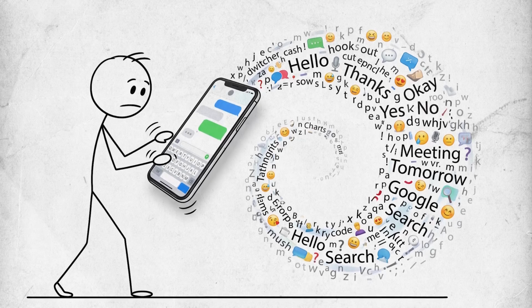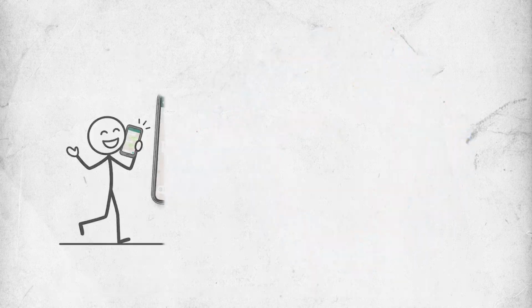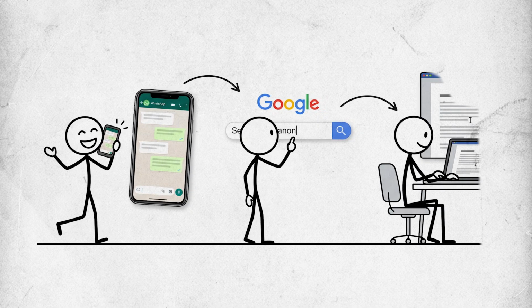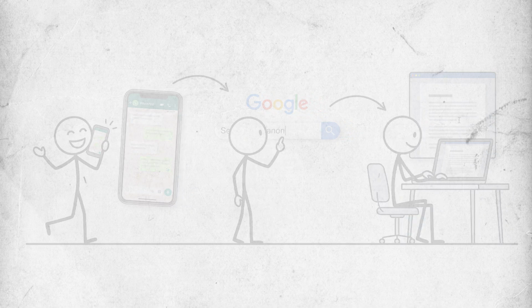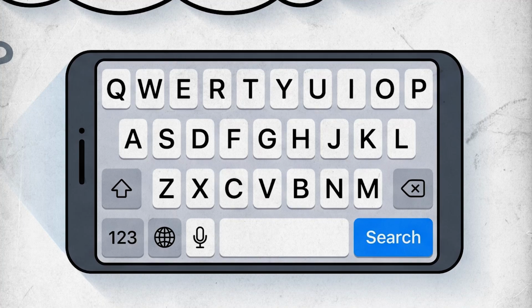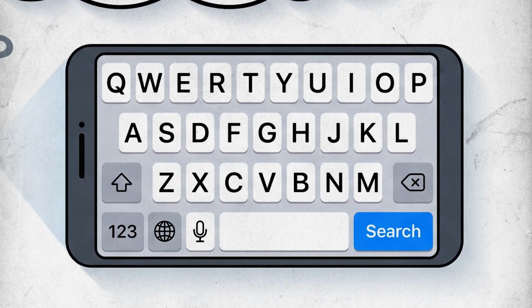You type thousands of words every day on your mobile phone, whether it's chatting with friends on WhatsApp, searching for something on Google, or typing up work on your laptop. But have you ever wondered why the keyboard you use 100 times a day isn't in alphabetical order? Why are the letters scrambled up in this strange QWERTY format?